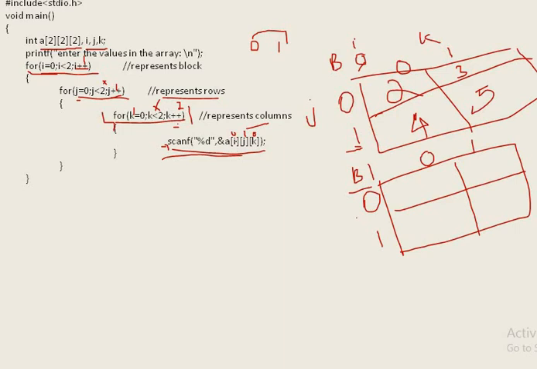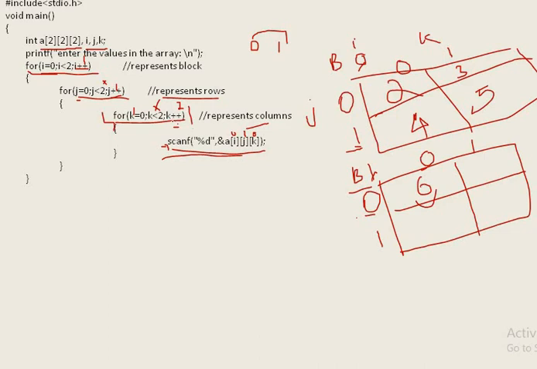Now the I value is 1, I is 1 here and the j value is initialized with 0, the k value is also initialized with 0. So we will be at this particular location. Here you can insert any value. Let us insert it as 6.